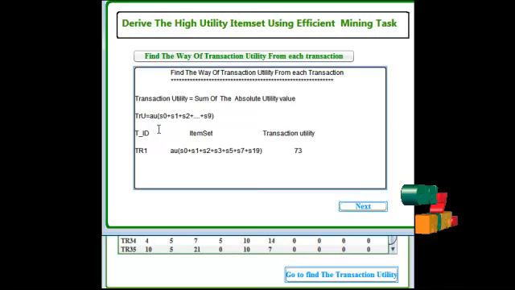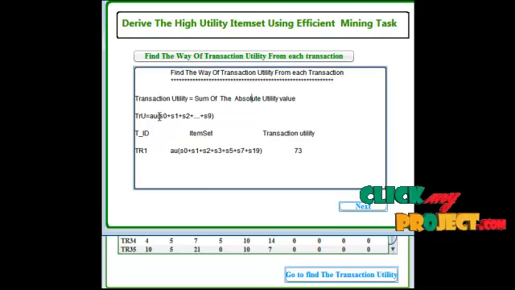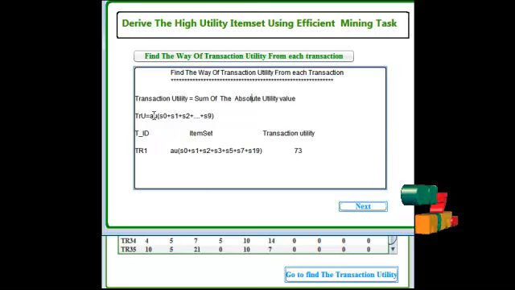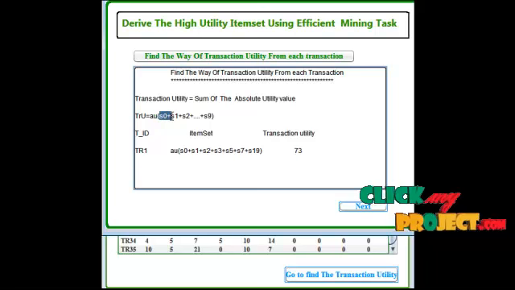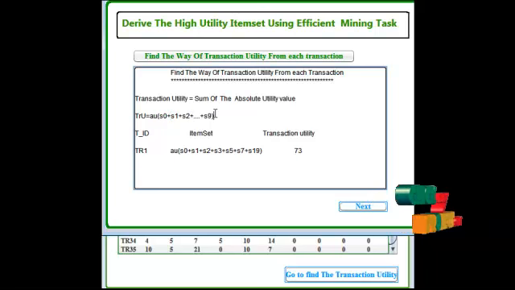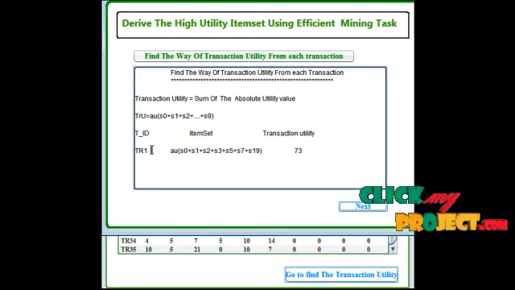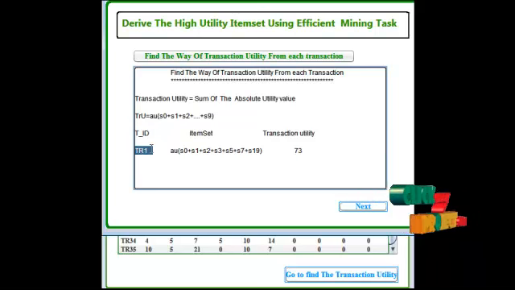For the last transaction, we show all the item sets of absolute utility. So we have to get the transaction utility from each transaction. We add each absolute utility in each transaction. So TID is the transaction ID; transaction 1 is mentioned here, showing what transaction occurs.